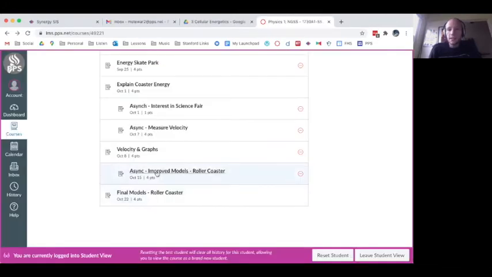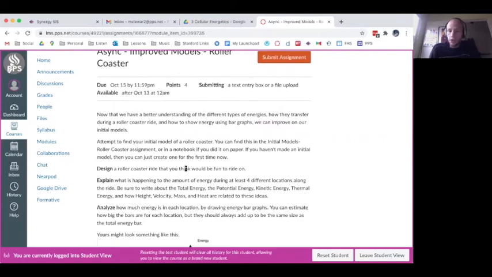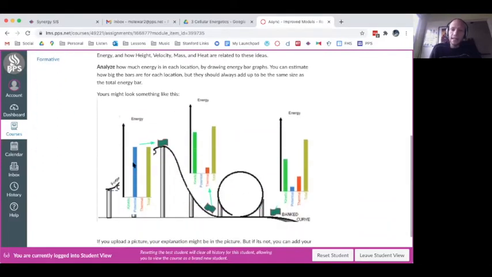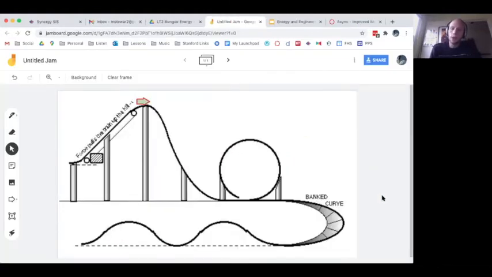In the assignment Improved Models Roller Coaster, I gave you some additional instructions to take the first drawing that we did in the first step and to improve on it by adding these energy bar charts to different locations of the roller coaster. So here's what my model is looking like so far. In the first step, I have drawn the shape of the roller coaster. I've designed that, and I'm using this arrow to show where the coaster is at the first position.